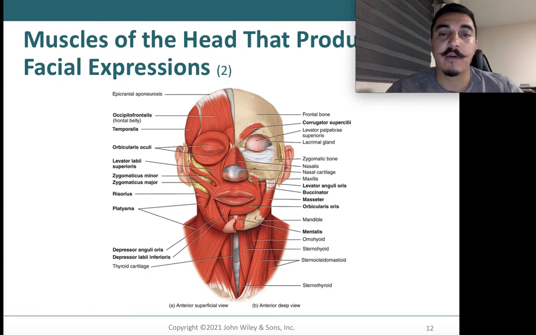So every time, instead of saying, "Oh, you have a nice smile," you can say, "Oh my gosh, your levator labii superioris is pretty nice." I'm kidding. Anyways, no joke.